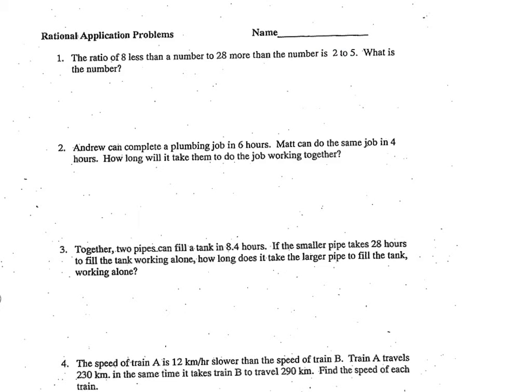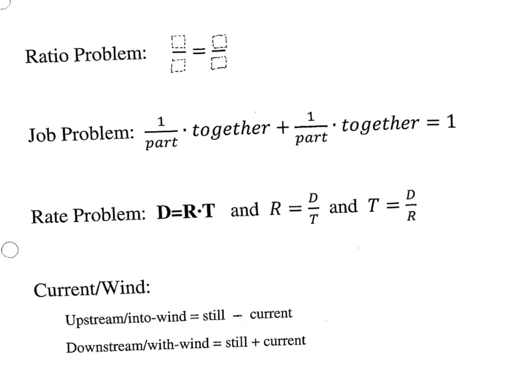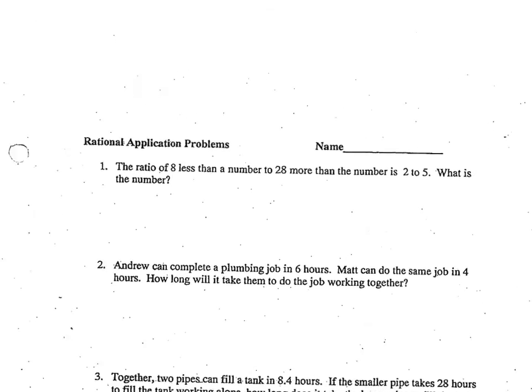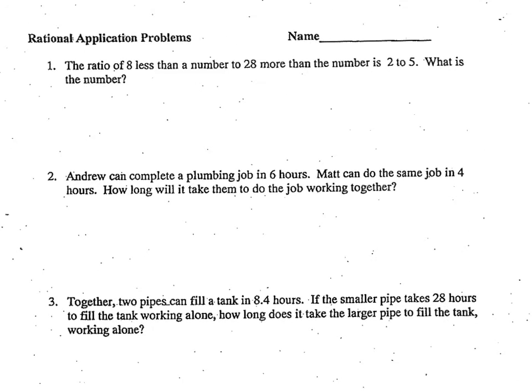So if we're looking back at these formulas, 'is' is your equal sign right here. The word 'to' is that fraction bar. That gives me a ratio to set up of what they've given us. Remember, the number we don't know, we're going to call x. We want 8 less than it. We want 28 more than it. 'Is' is your equal sign, and the word 'to' is the fraction.